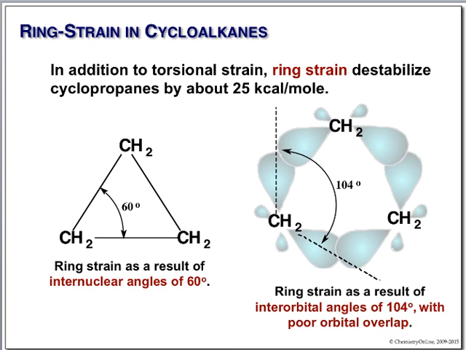The angle between all the carbons is 60. The angle between the orbitals is about 104. Our overlap is really poor. This means that this is a high energy molecule. It will undergo reactions. If you burn it, it actually gives off lots of energy as you open up this strained ring.